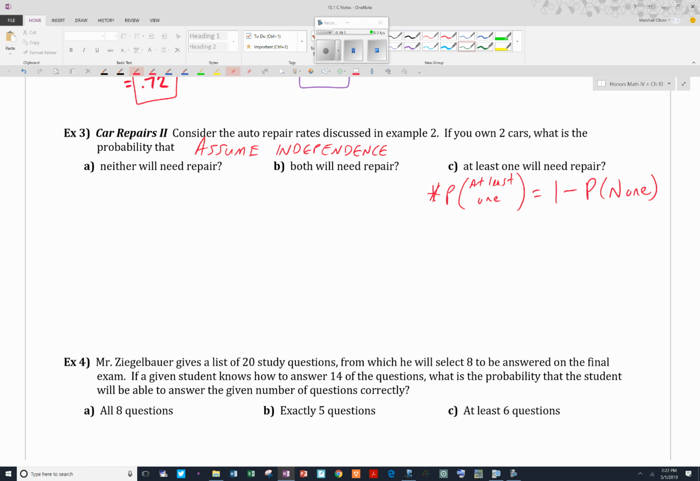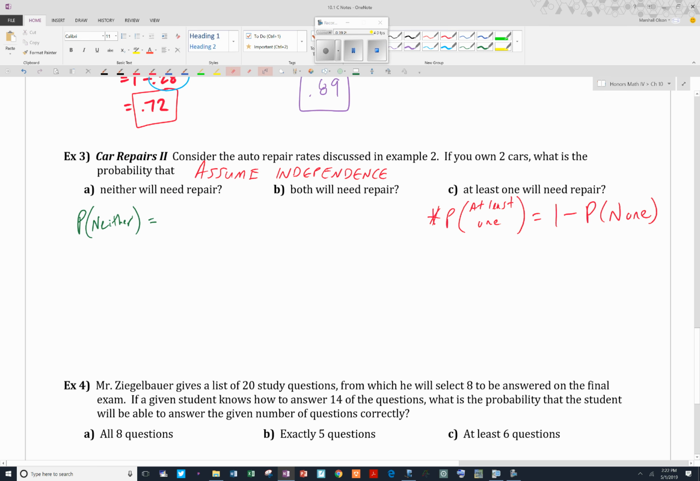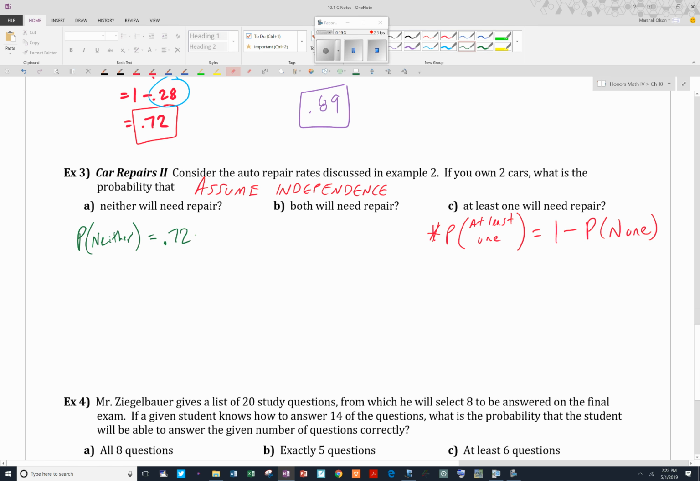All right, so now we're looking for the probability that neither one is going to need repair. So the probability that neither needs repair means that the first one doesn't need repair and the second one doesn't need repair. Well, what's the probability of one of them not needing a repair? That's that 0.72 from up above. So we can multiply it to itself, or just square it. I think that is 0.5184. Pretty sure these decimals are correct because no one has told me otherwise today. Awesome.